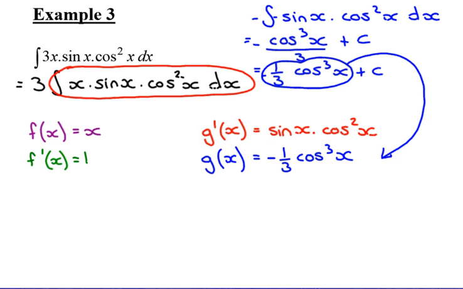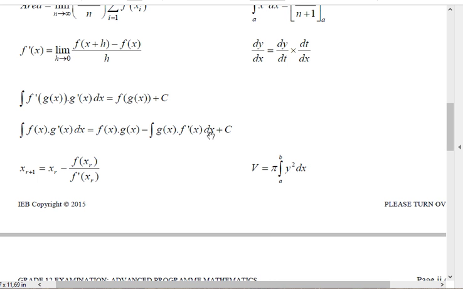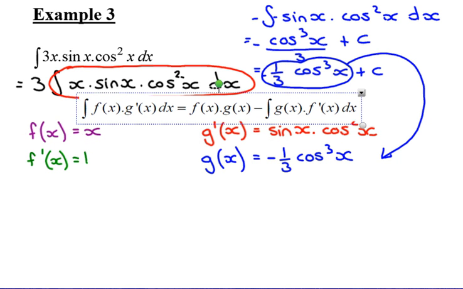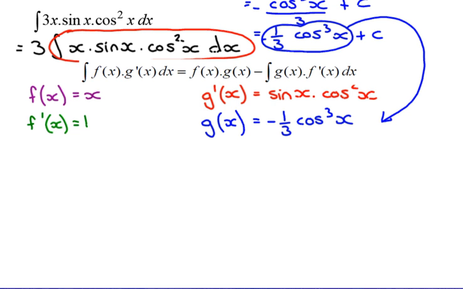And now we can go to our formula. Remember, it's on your information sheet. There's your formula. When we start our formula, we're going to have f of x times g of x. And don't forget your 3 that's sitting outside. So f of x times g of x: I've got x times, use brackets because it's times something negative, negative a third cos cubed x.